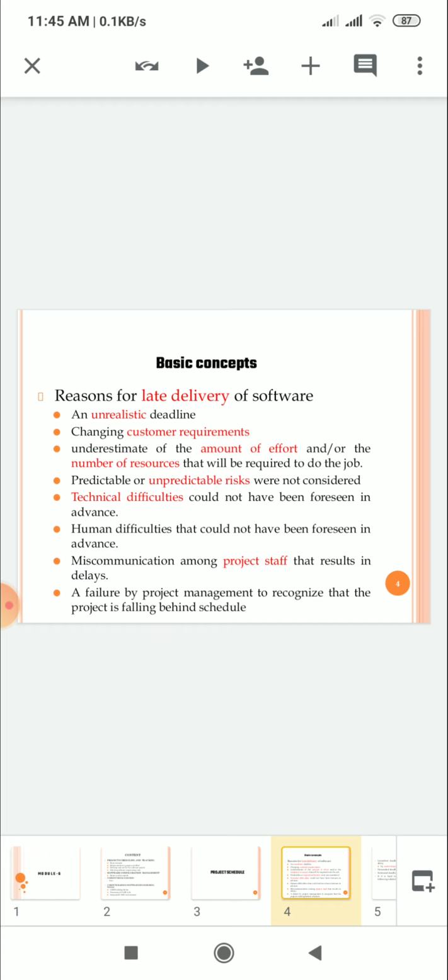The customer is changing the requirements. Then the next point is that we underestimate the amount of effort and the number of resources that will be required to do the job. Another reason is predictable or unpredictable risks that were not considered. Next is technical difficulties that could not have been foreseen in advance. Another is human difficulties that could not have been foreseen in advance, and miscommunication among project staff that results in delays. And a failure by project management to recognize that the project is falling behind schedule. These are the reasons for late delivery of software.